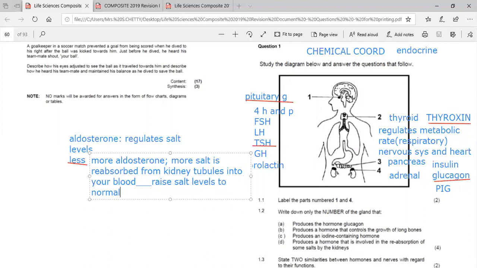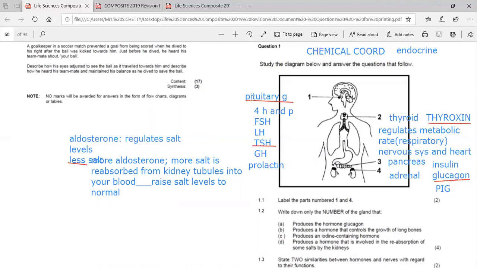So it's the same thing. If there's less salt, more aldosterone is released, more salt is reabsorbed, rising to normal. Negative feedback. So let's take the other one. If there's a lot of salt, then less aldosterone is released from the adrenal gland. Less salt is reabsorbed from the kidney tubules back into the blood, dropping your salt levels to normal. Yet another negative feedback mechanism.